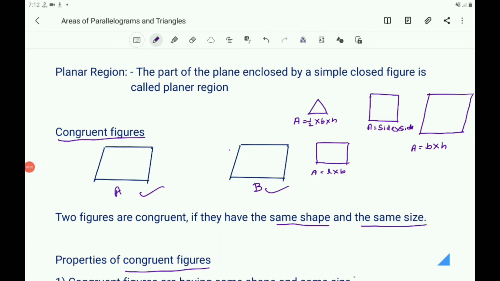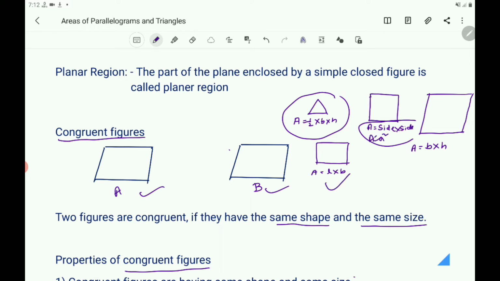Also you know the formulas to find the area of plane figures: the area of the rectangle, the square, the parallelogram, the triangle. So what is the formula to find the area of the triangle? That is A equals half into base into altitude, that is A equals half into B into H, where B is the base and H is the altitude. And the area of the square equals side into side. If a is the side, then area equals a into a, that is a square.